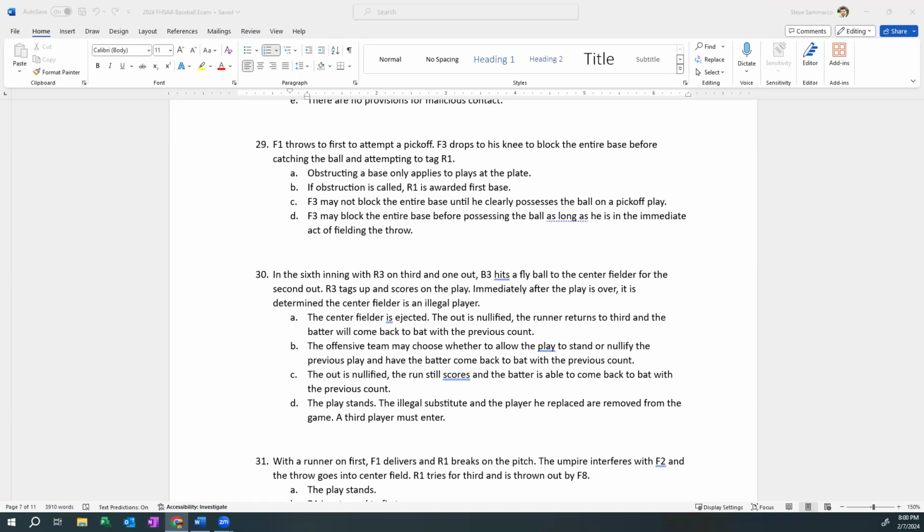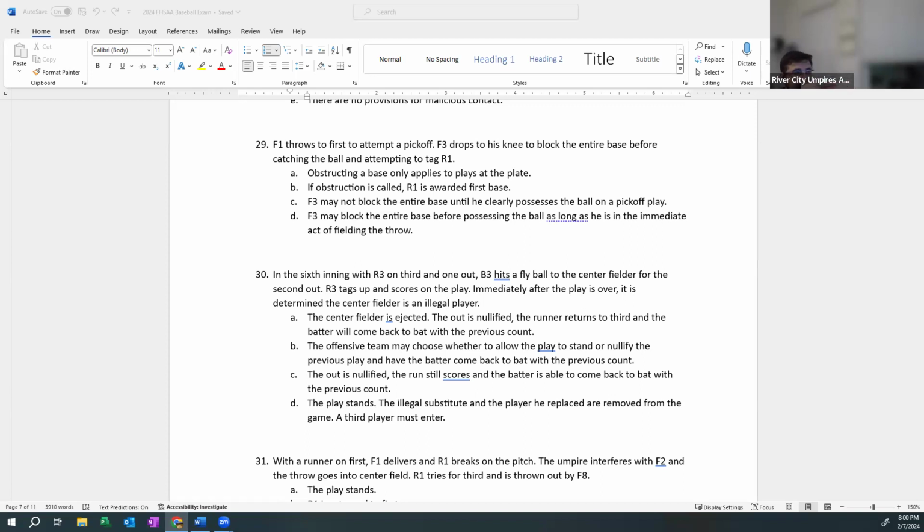D, "you like dog," is an MLB rule, not a high school rule. High school only says you may not obstruct the runner without the ball. There is nothing about saying you may move into the runner's path in an attempt to catch the ball. That is not a high school rule. So we have, if obstruction is called, R1 is awarded first, or F3 may not block the entire base until he clearly possesses the ball on a pickoff play.